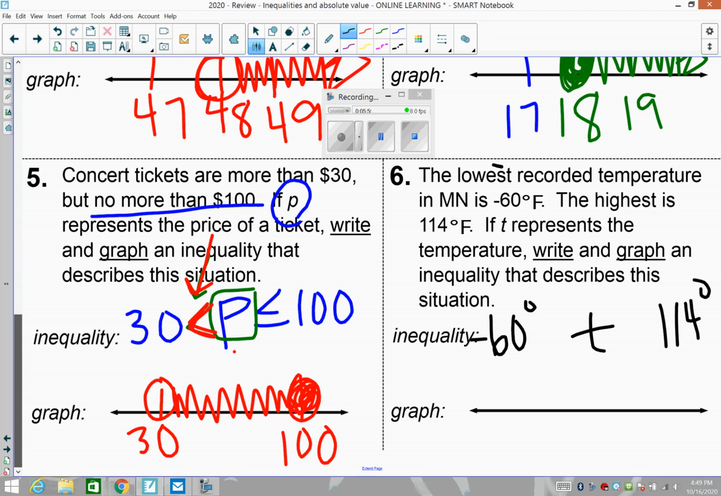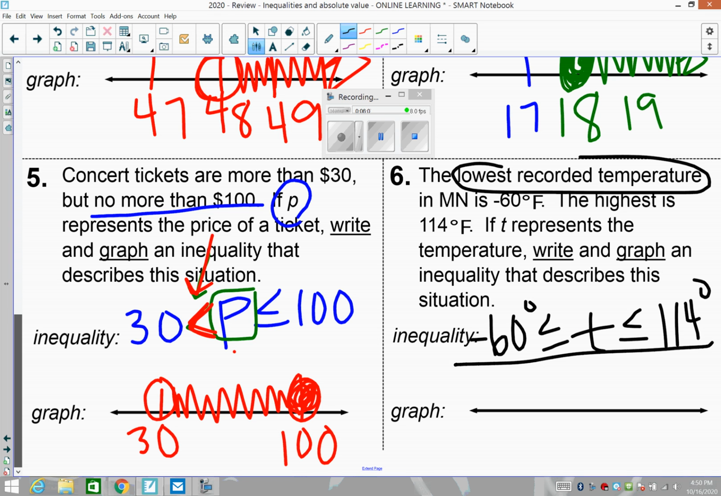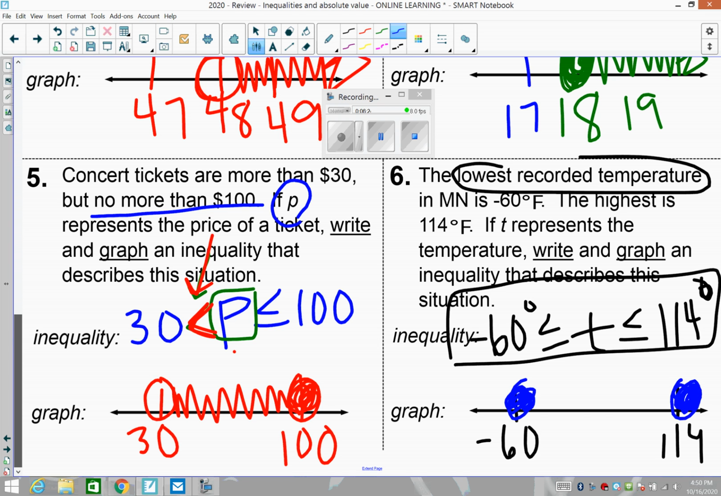It says they were both recorded temperatures, so they could both be equal to those temperatures. If they were recorded, that was the equal to on the low end at negative 60 and at the high end at positive 114. So we have a closed circle at negative 60 and a closed circle at 114. So we're saying that all the temperatures range between negative 60 and 114.